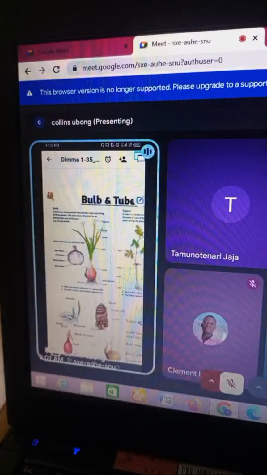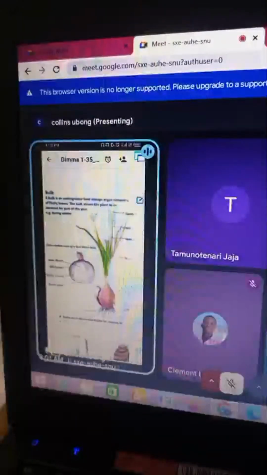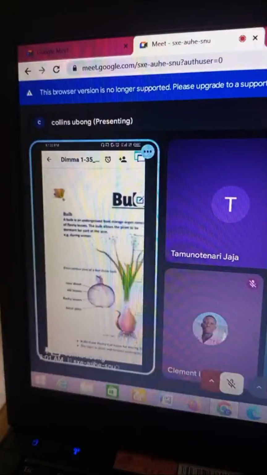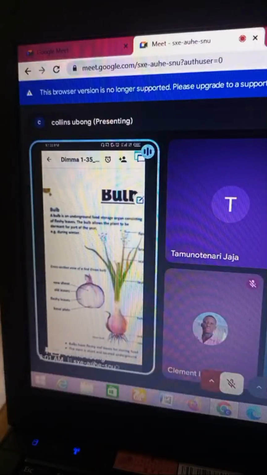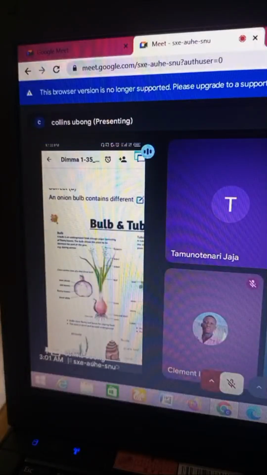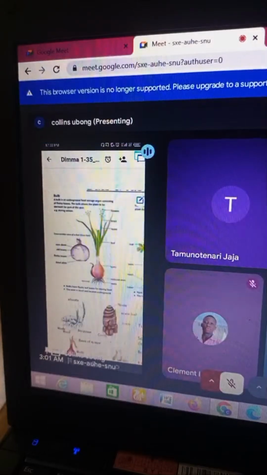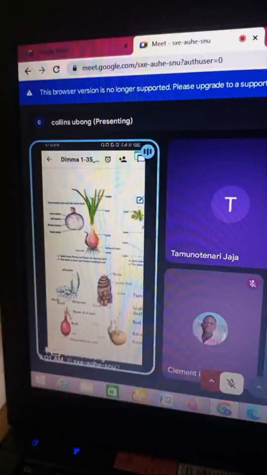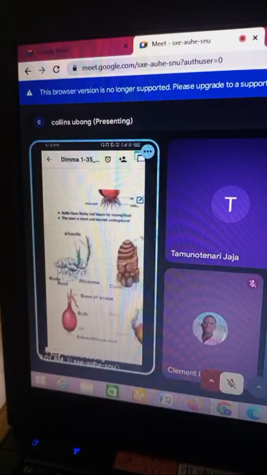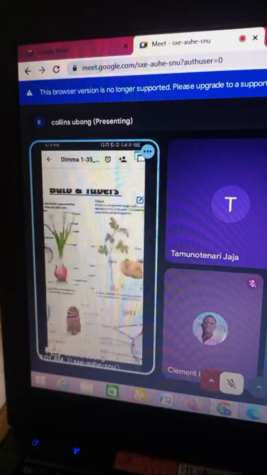So this is a structure. It's not too clear, but this is how the onion bulb looks like. Most of you have eaten it with fried eggs. So the ladies, you have cooked with it before. So you know what I'm talking about. So that's onion bulb.